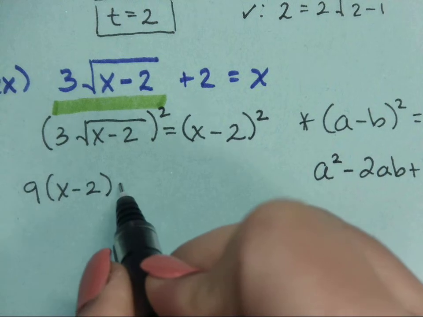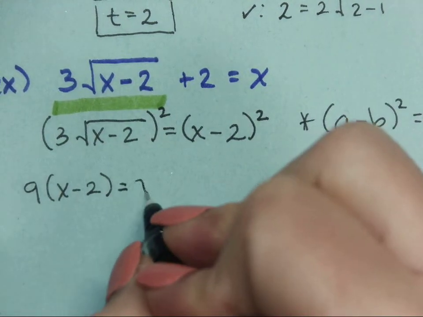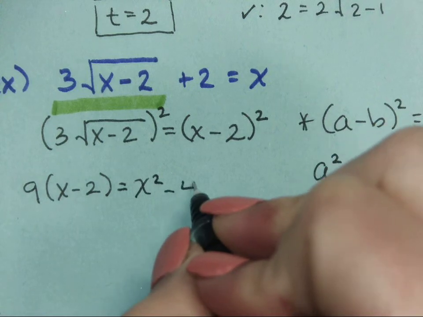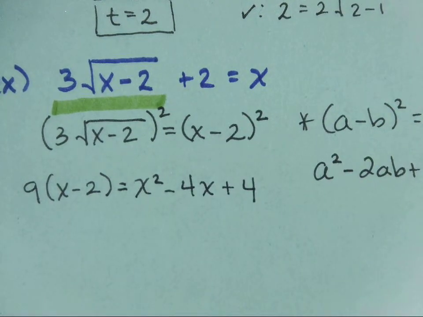But then on the right-hand side, you need to apply this binomial square rule. So square the first, minus 2 times the product, square the last. And again, that's just trying to make it a shortcut so that way you don't have to do extra side work.